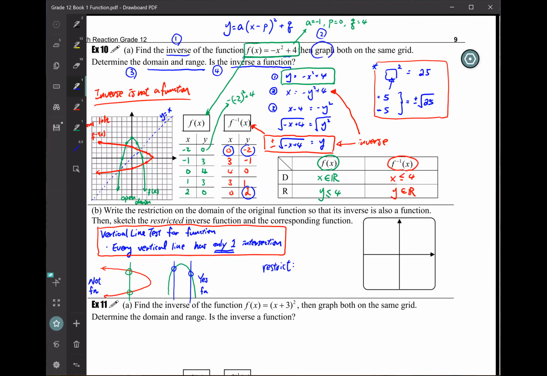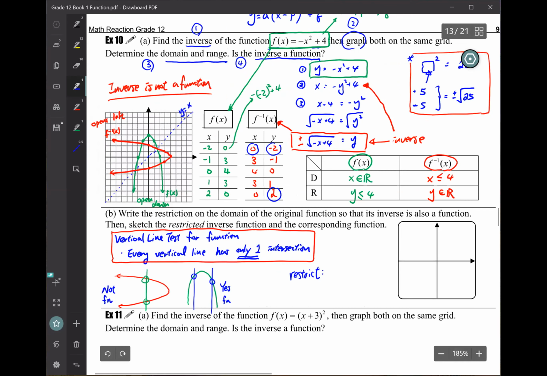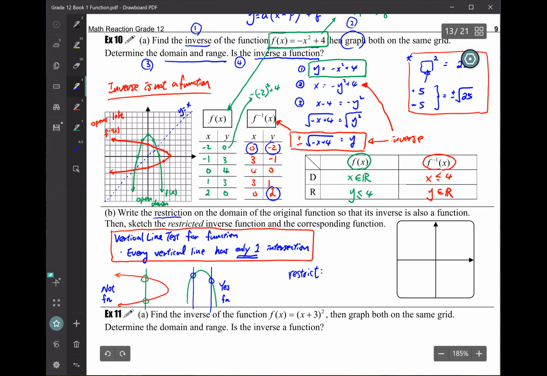Do you understand what question B is asking? No. Okay, this is a very long sentence, right? Let's break it down, okay? It asks us to write a restriction. A restriction is like you can say x cannot equal something or x has to be less than something, right? Because this restriction is on the domain, right? Domain means x, right? I want to restrict the domain for the original function.